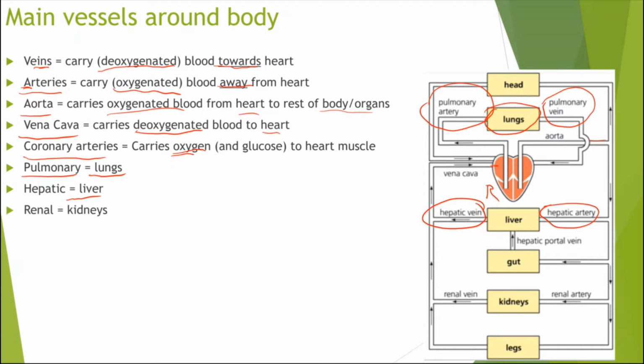And next is the renal. Whenever we talk about renal, it just means it's related to the kidneys. For example, the renal artery would be carrying the oxygenated blood away from the heart into the kidneys, whereas the renal veins would be carrying the deoxygenated blood back to the heart from the kidneys.